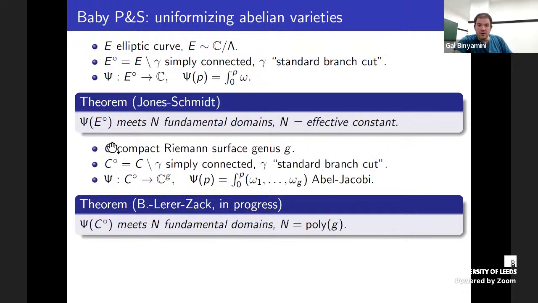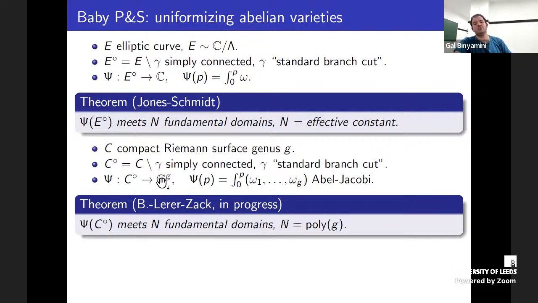I want to describe some in-progress results where we extend this from elliptic curves to general compact Riemann surfaces. So suppose now that you have a compact Riemann surface of genus G, and you make some branch cuts again, so you have a simply connected domain, and then you can again define a function. This time, it will not go to C, it will go to C to the power G. So it will be the integral, you can integrate G holomorphic forms. You have a Riemann surface of genus G, there are G linearly independent holomorphic forms, and you can integrate them. And that gives what is called the Abel-Jacobi map.